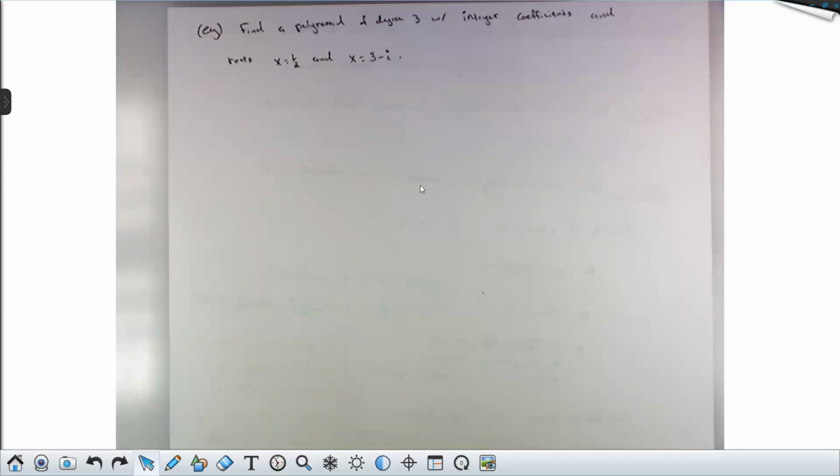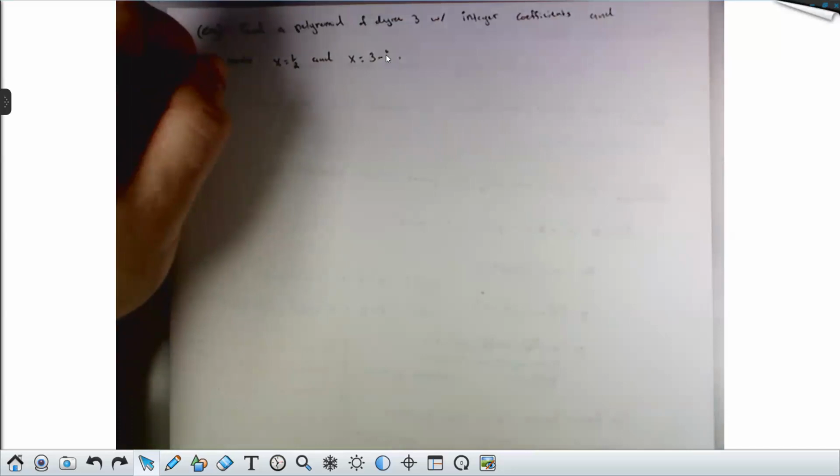So that 1/2 is going to pose a challenge because, you know, this is not a whole number. So we're going to have to think of some way to get a factor with whole number coefficients in that root. And then the complex root here, 3 minus i, isn't going to give me a problem integer coefficient wise as long as I remember my theorem on complex conjugate roots.